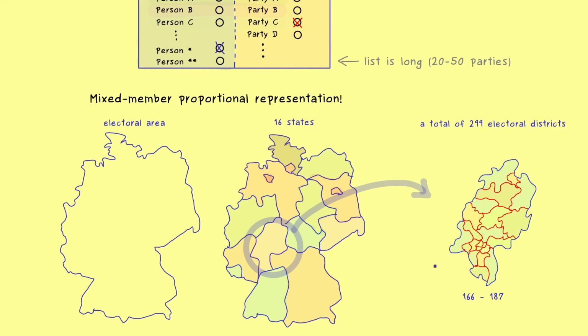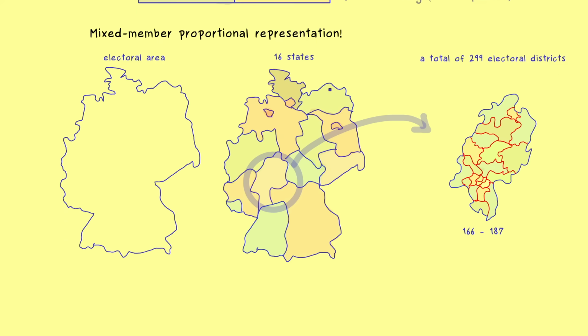And now it's important to note that each electoral district has its own ballot paper. The reason for that is exactly the first vote, because inside such a district, different persons compete against each other on the first vote. This means inside a given district we have direct candidates, and after all the first votes are counted, we have one winner for each district.